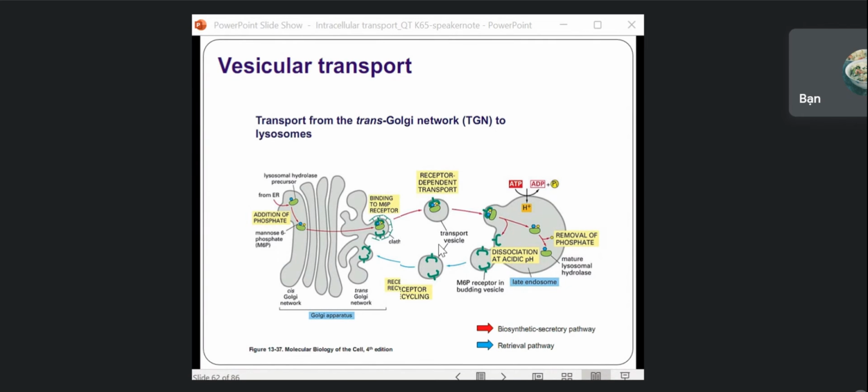And in this example, again, you can see that the pH value in a different organelle can trigger or inhibit the binding of the receptor and their cargo.